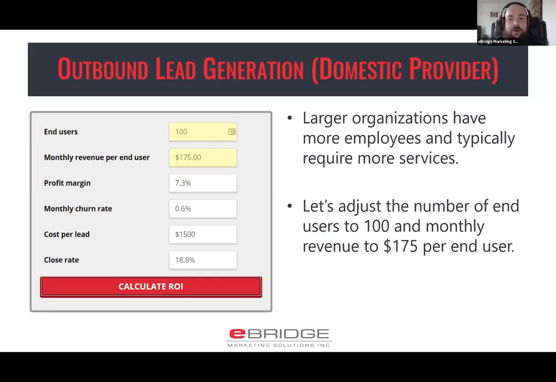So if you are a larger MSP yourself, perhaps, or you're just going after larger clients, it's reasonable to assume that the number of end users that you're going to have is going to be higher. And the MRR per end user is going to be significantly higher too. So on the left-hand side of our slide here in the calculator, I've adjusted the number of end users from 25 to 100, and the monthly revenue per end user from 150 to 175, reflecting those larger organizations. And let's see what happens with the ROI.